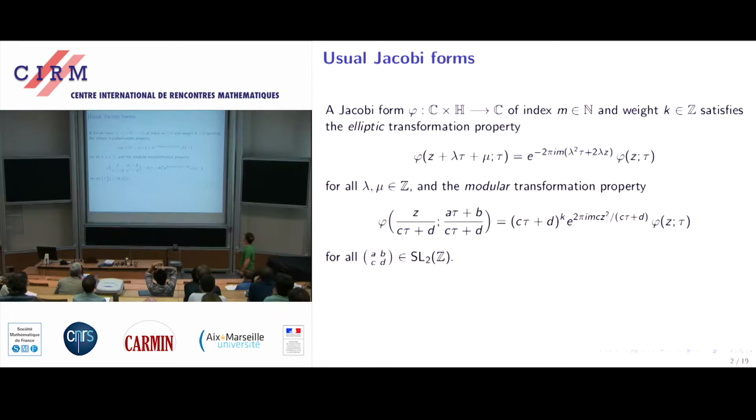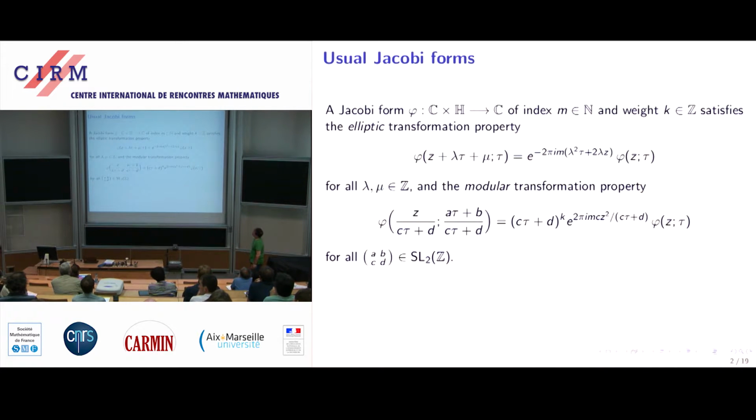So here I've just repeated what a Jacobi form is. We saw that on Monday, we all know it, but here it is again. A Jacobi form is a function in two variables, an elliptic variable and a modular variable, tau. And it satisfies these nice transformation properties. The first one is what I call the elliptic transformation property, a shift by lattice points, lambda tau plus mu, where lambda and mu are integers.